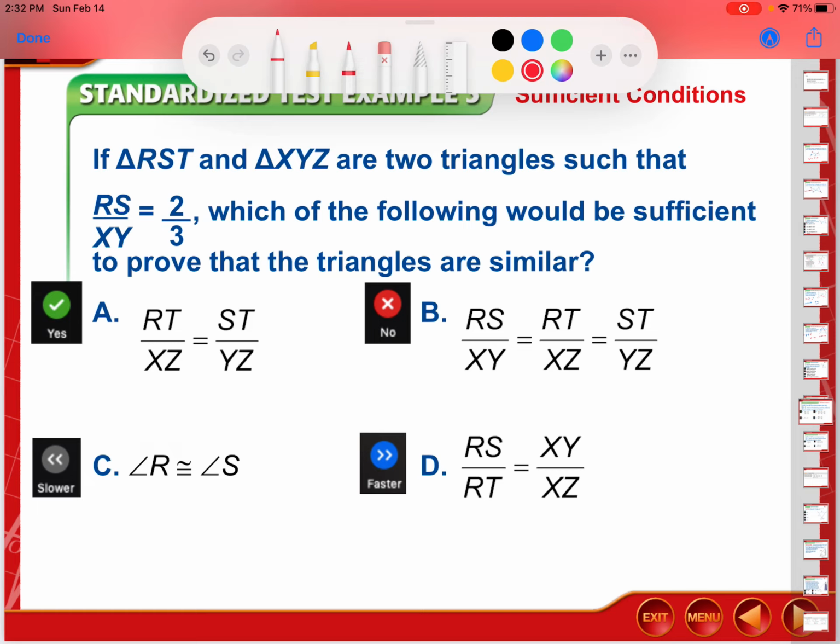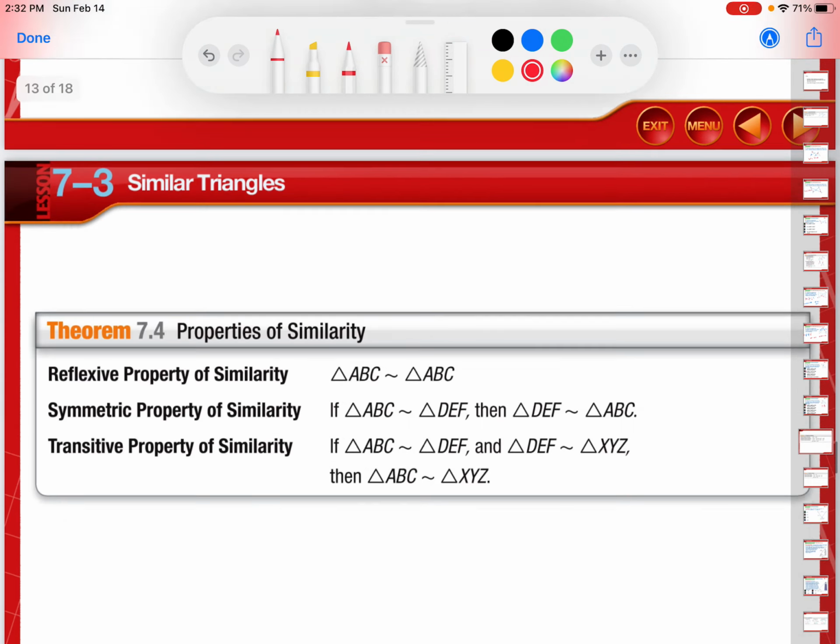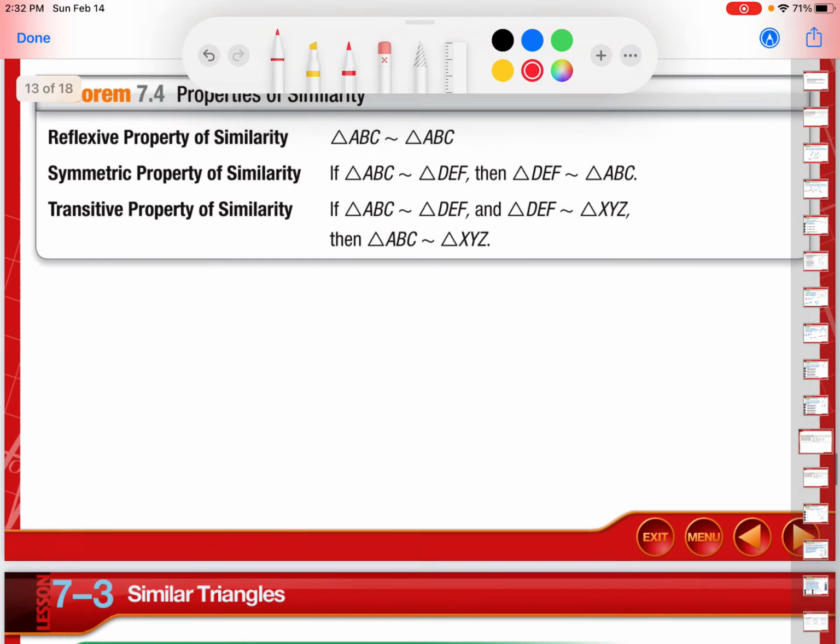We would need to know two other sides are proportional, or the shared angle. That would work too. So R S X Y. Angle R, angle S. That wouldn't do it for us. So I'm going to go with B, because we would need to know all three sides, I believe.